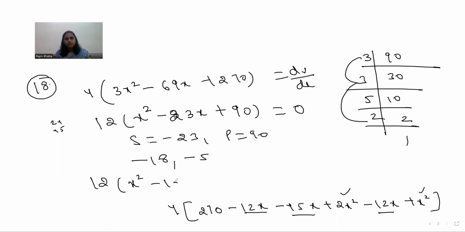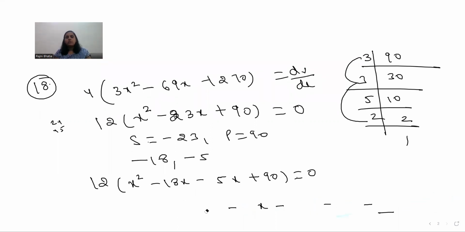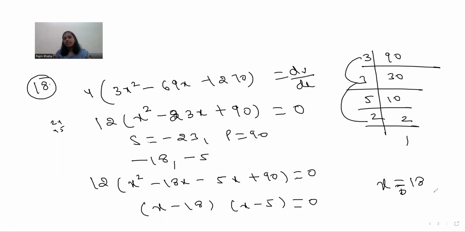So I can take my factors as minus 18 and minus 5. So x square minus 18x minus 5x plus 90, and I'm going to equate it equal to 0. So my factors are going to be x minus 18 and x minus 5, equated equal to 0. I'll get two possible values of x, 18 and 5. Now which value to be taken?